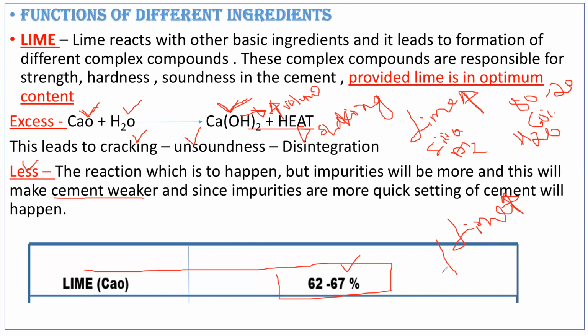But if the lime is less, that means my impurities are more. If my impurities are more, the quick setting of a cement is going to happen, and we don't want the quick setting of a cement to happen, right? So that is the reason whenever we try to prepare a cement, we proportion the content of the lime in such a percent that it falls between 62 to 67%, right?